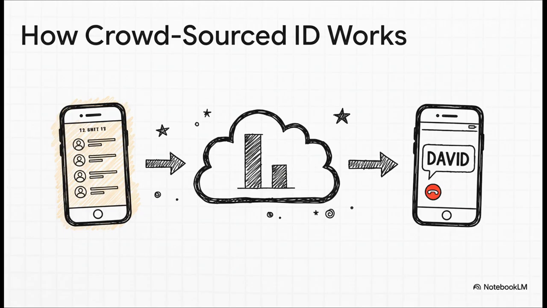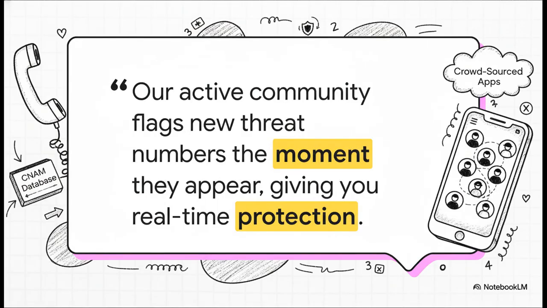So if 20 people have a number saved as David and only 5 have it as Dave, well, the app is going to identify that caller as David. This collective intelligence is also what makes these apps so darn good at spotting spam in real time. And this quote from Truecaller really just hits the nail on the head. While that official CNAM system takes days to update, this community-powered system can flag a brand new scam number in minutes. It's fast, it's dynamic, and it's literally powered by all of us protecting each other.